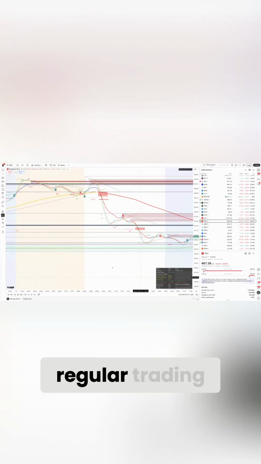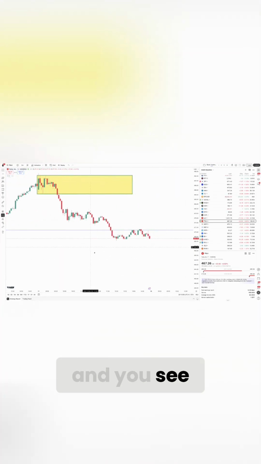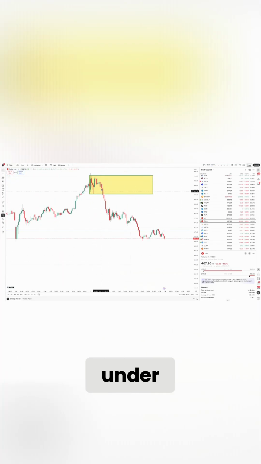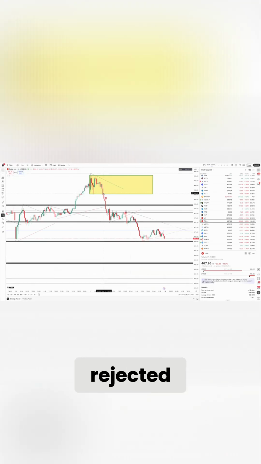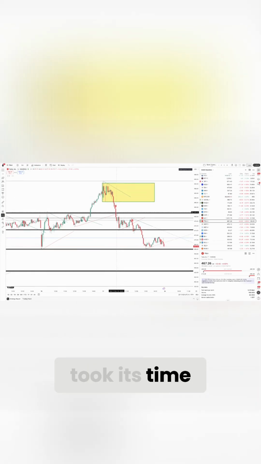Now I'm going to go back to regular trading hours, and you see how Tesla broke under the pre-market low. It came back up into it, wicked inside of it, and rejected. Then we got a candle that opened and closed fully under the pre-market level, and then it just took its time respecting the automated support and resistance levels.